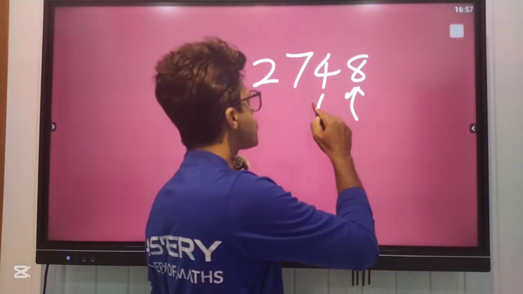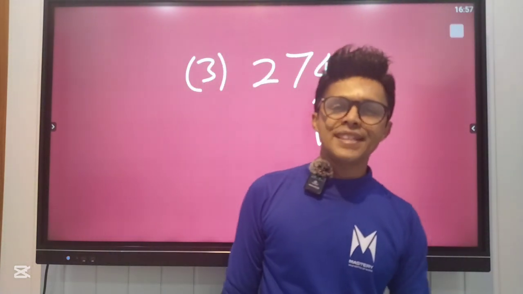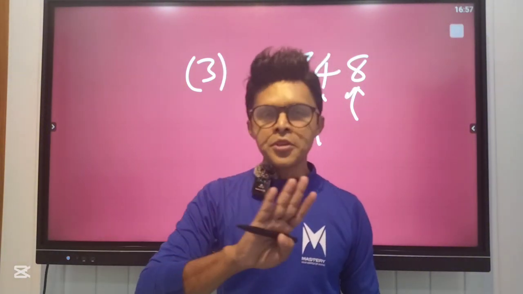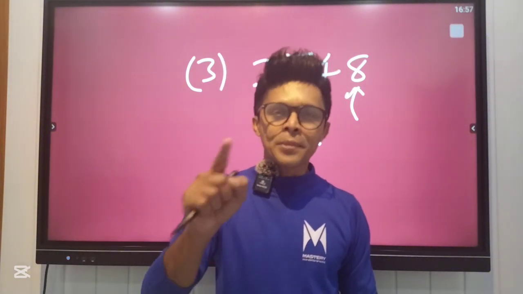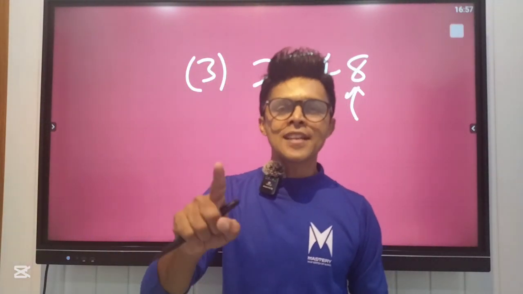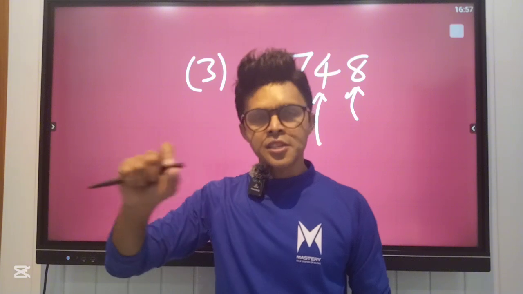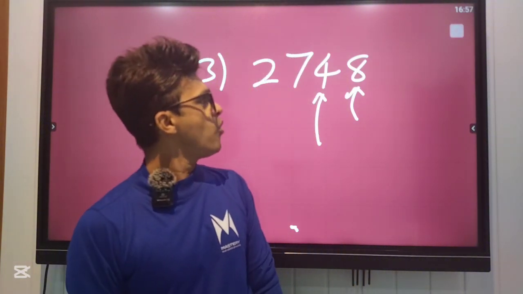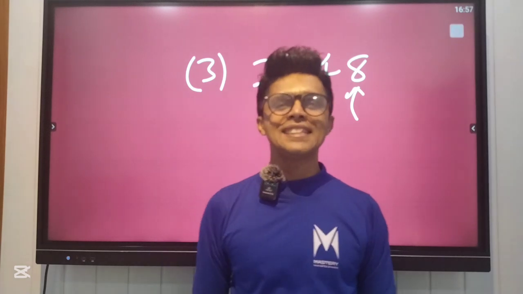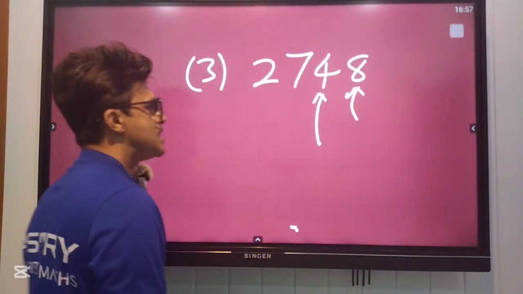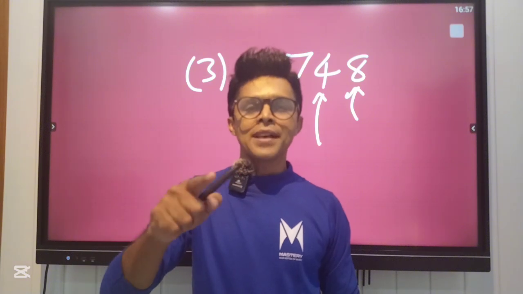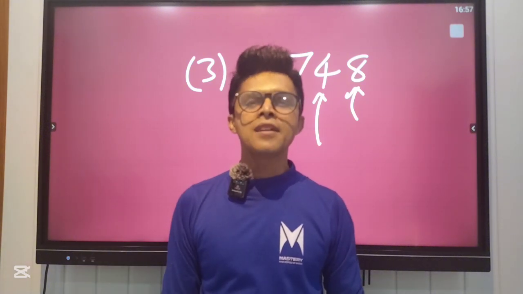What is the place value of 4? Is that the second place? No, that's wrong. The place value of 4 is tens place. You know, ones place, tens place, hundreds place, thousands place, and so on. What's the place value of 7 here? The place value of 7 is hundreds place.